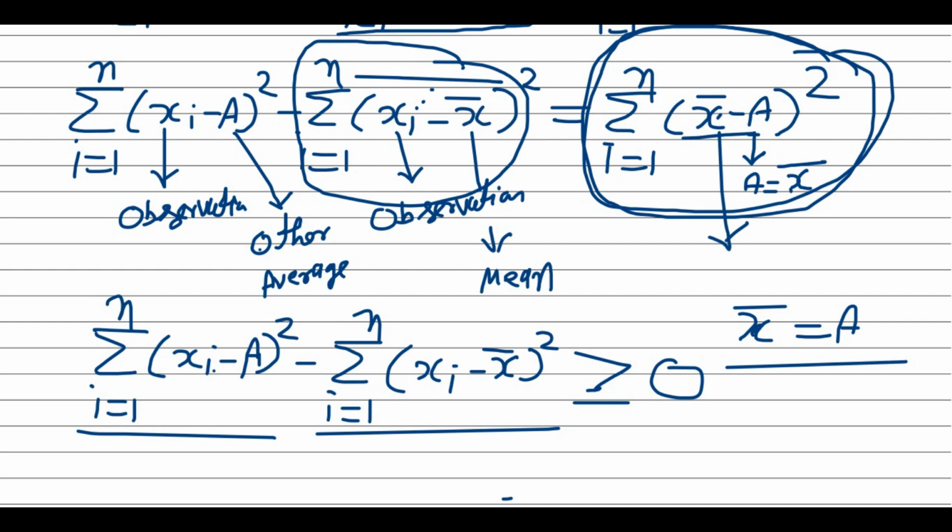So this was about the sum of squares of deviation taken from the mean being minimum. So this was the second property of mean.